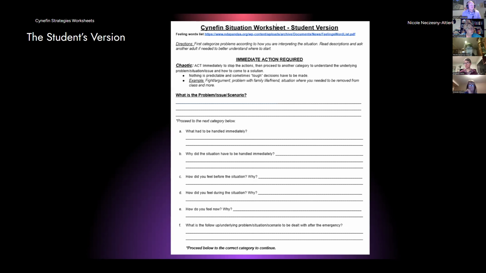So in this one, as you can see, it has similar questions as the educator version, but this one says, how did you feel before the situation and why? And then how did you feel during the situation and why? And then how do you feel now? So kind of like that bell curve, what started you to feel this way? How did you feel in the moment?